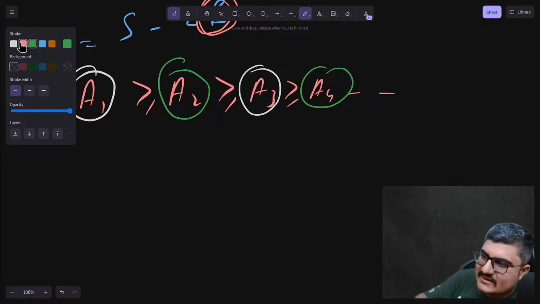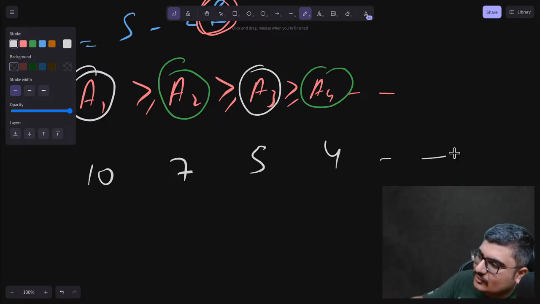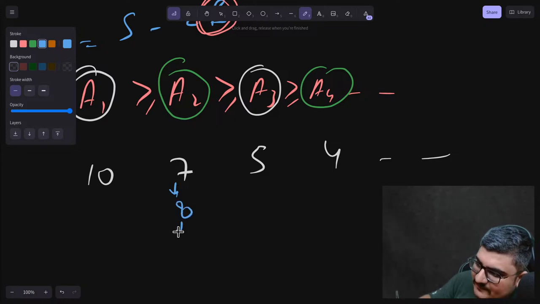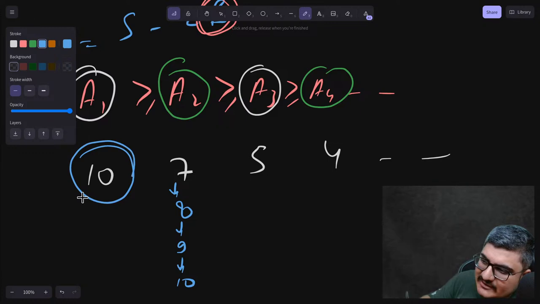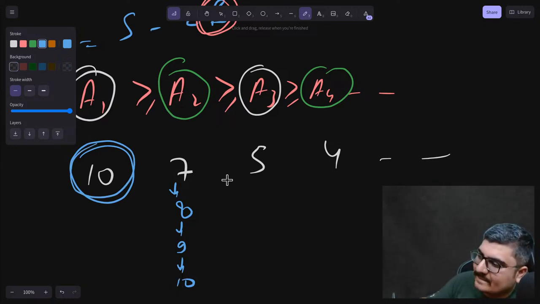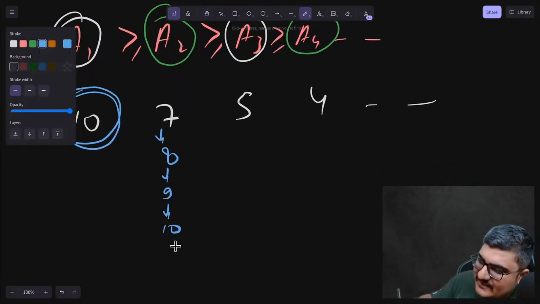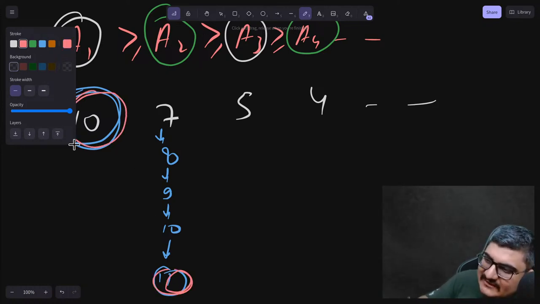Now let's say this order is 10, 7, 5, 4, and so on. Notice that if Bob changes the 7 to 8, 8 to 9, 9 to 10, in that case also Alice will only take this item, and whatever increment Bob has done, Bob will get those extra points. But in case Bob changes this 10 to 11, then Alice will pick this element and Bob will still get 10 here.